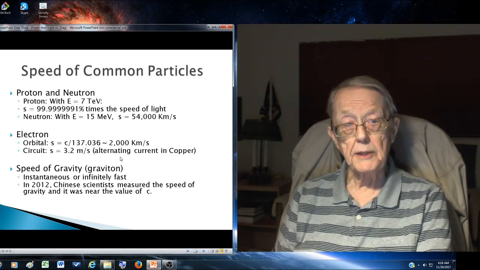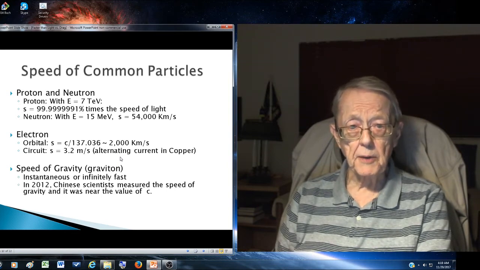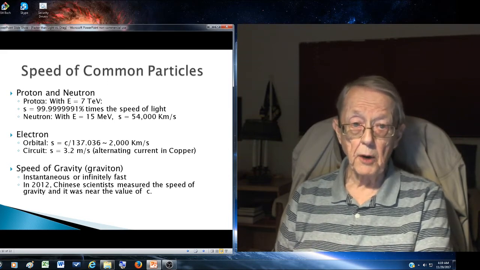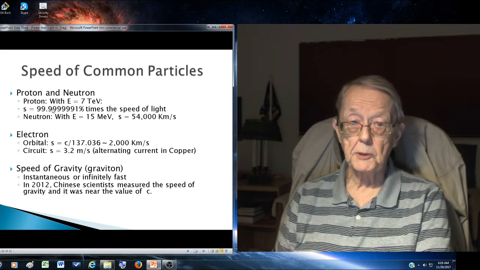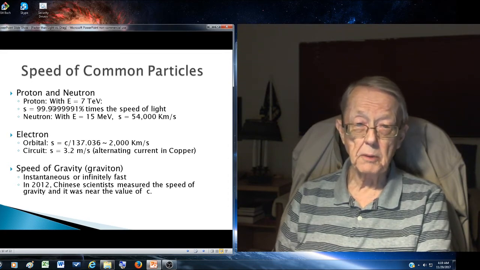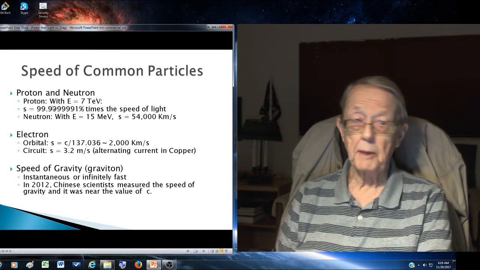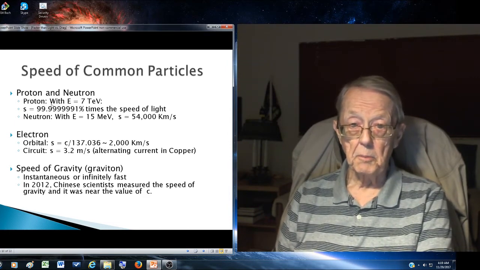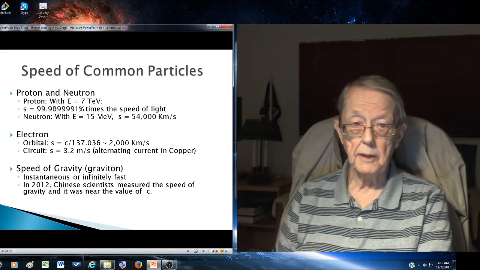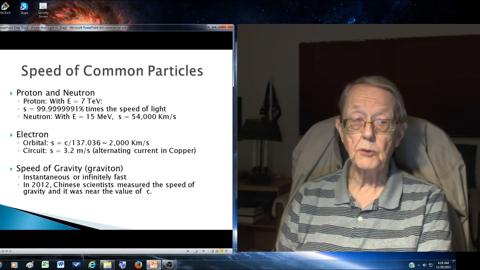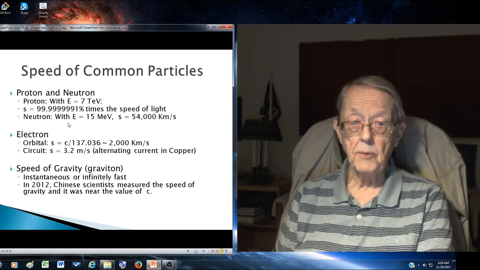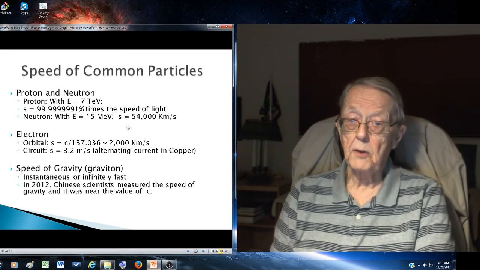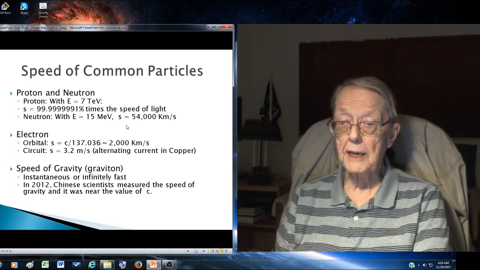At the particle level, it's different. In particle accelerators, they can apply 7 tera electron volts to a proton and get it to go almost to the speed of c, which is somewhat hard to believe when you look at special relativity equations. At that speed, the mass has got to be huge, and the fact that it can even get there is remarkable. The neutron, with the energy of 15 million electron volts, gets speeds of only 54,000 kilometers per second.